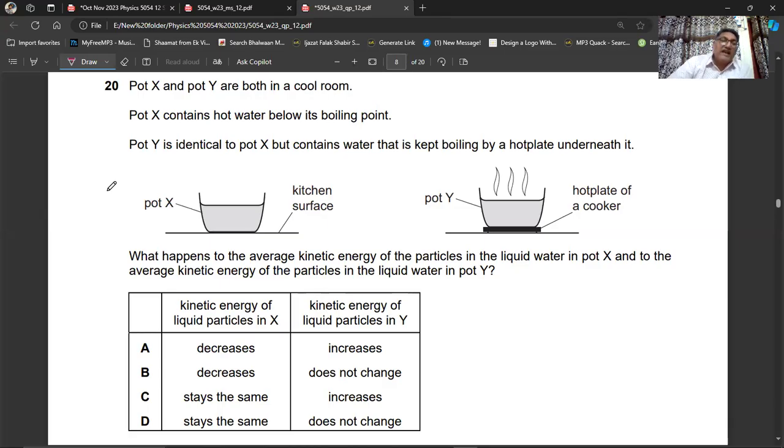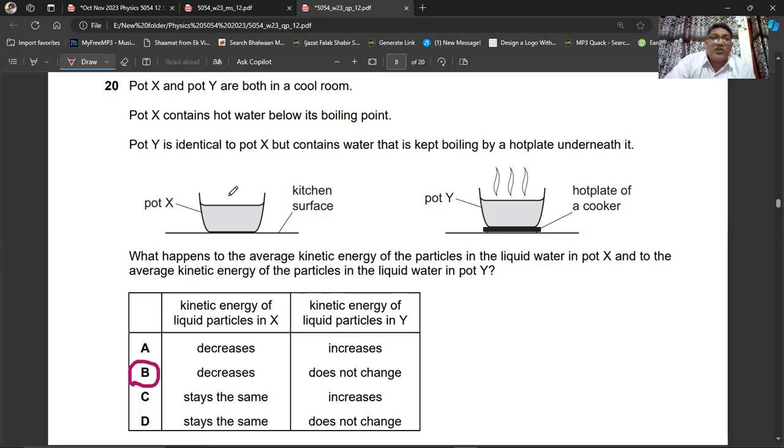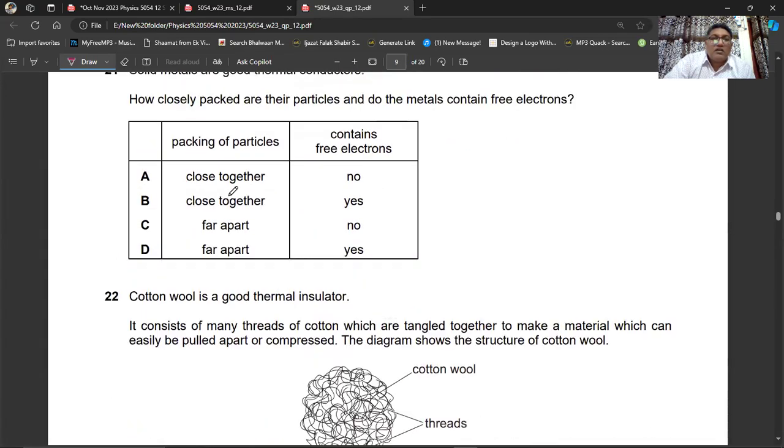So in X, the kinetic energy of the liquid particles is decreasing, and the kinetic energy of liquid particles in Y does not change. So I think B is the right answer, sir. I hope you understand. Question number 20, B is the choice.